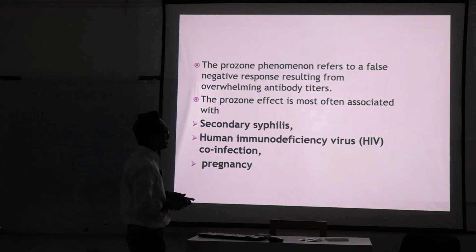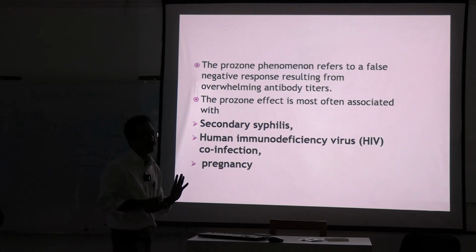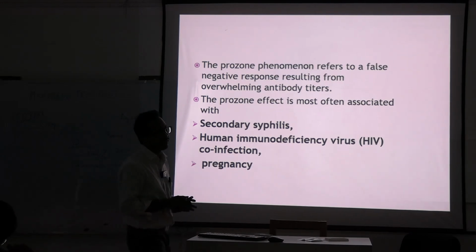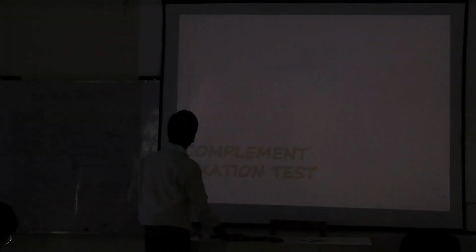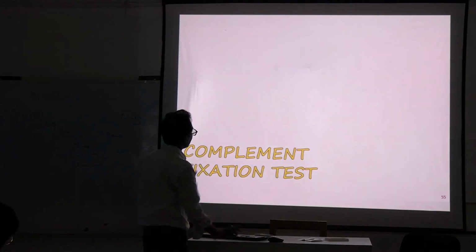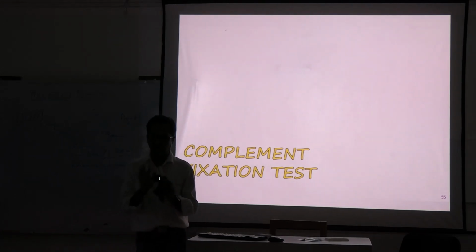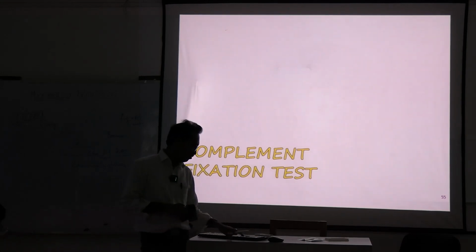Now for the prozone phenomenon, if it is a short note, remember where it is more prominent: secondary syphilis, HIV co-infection and pregnancy. Syphilis, HIV co-infection, secondary syphilis and pregnancy, where prozone phenomenon is more prominent. Complement fixation test. It is obsolete nowadays, mostly not done. What you should know about the complement fixation test is one thing.